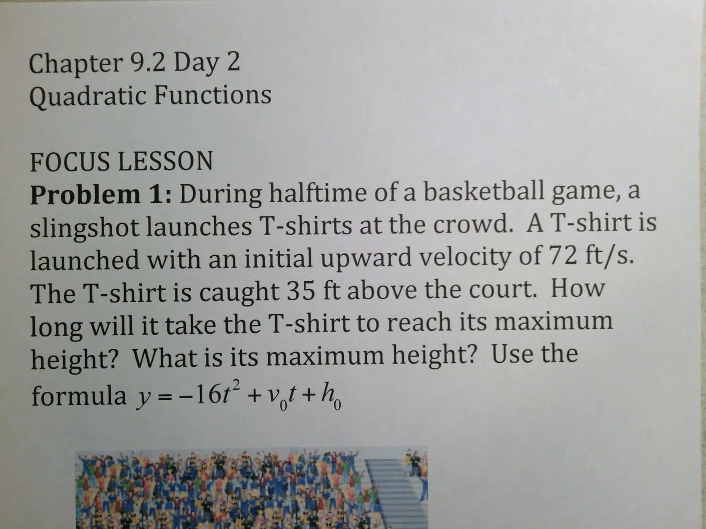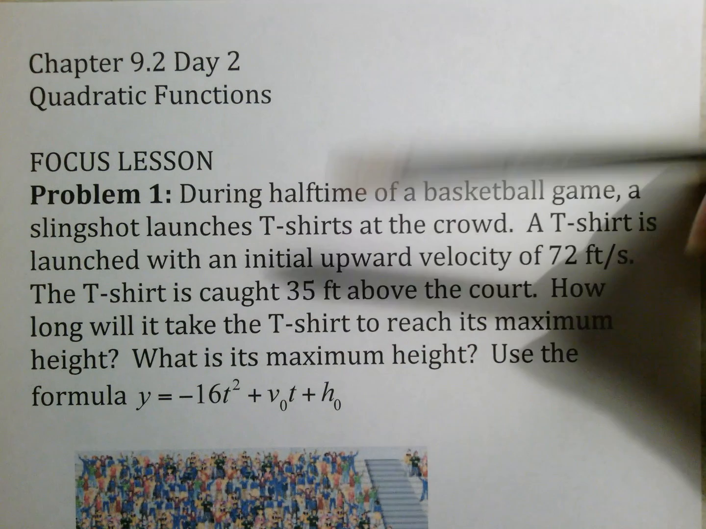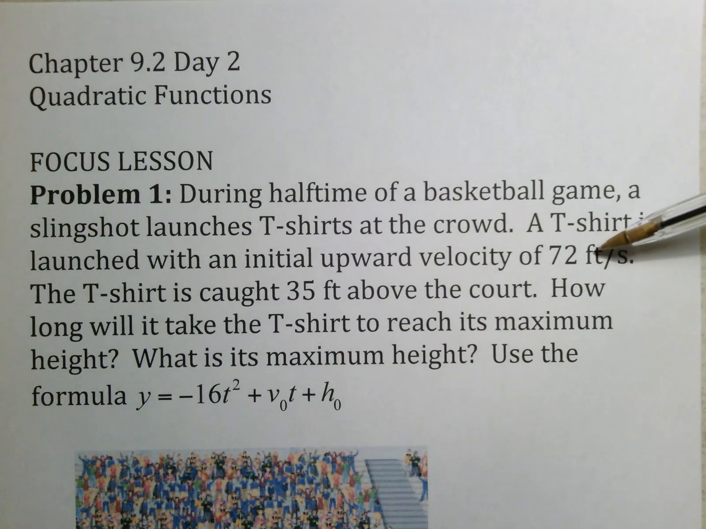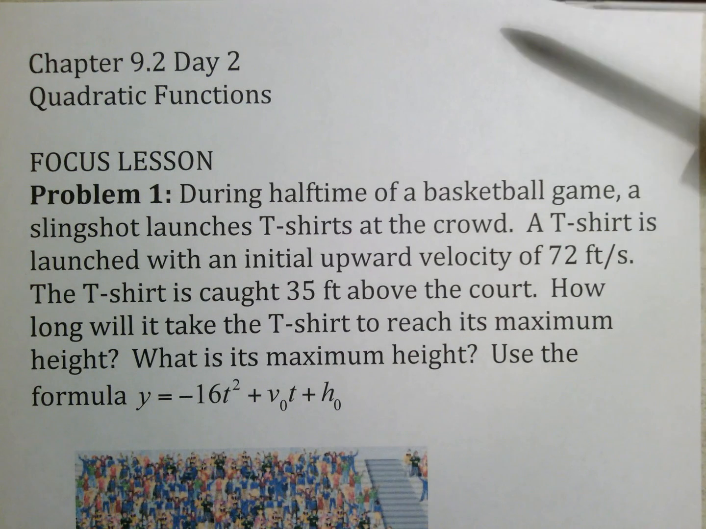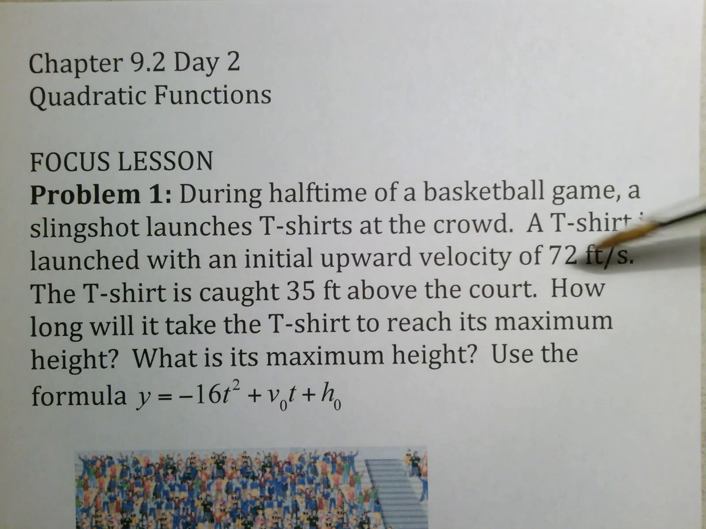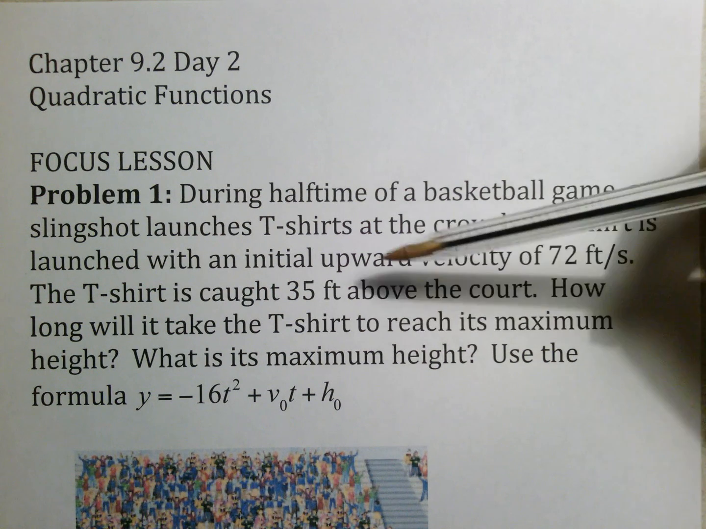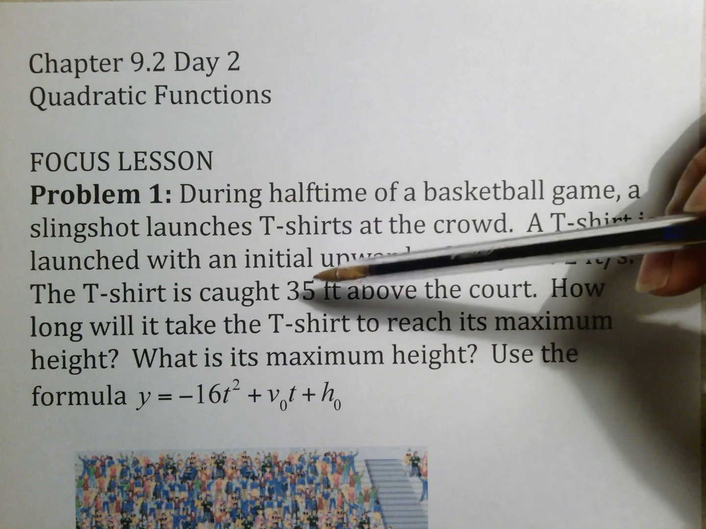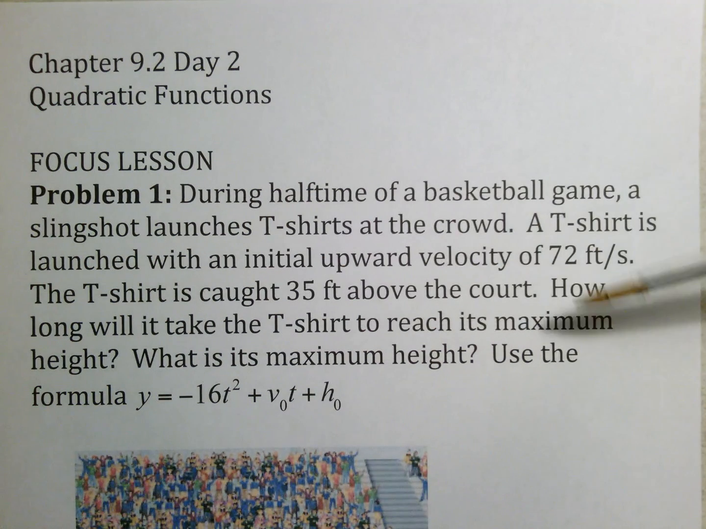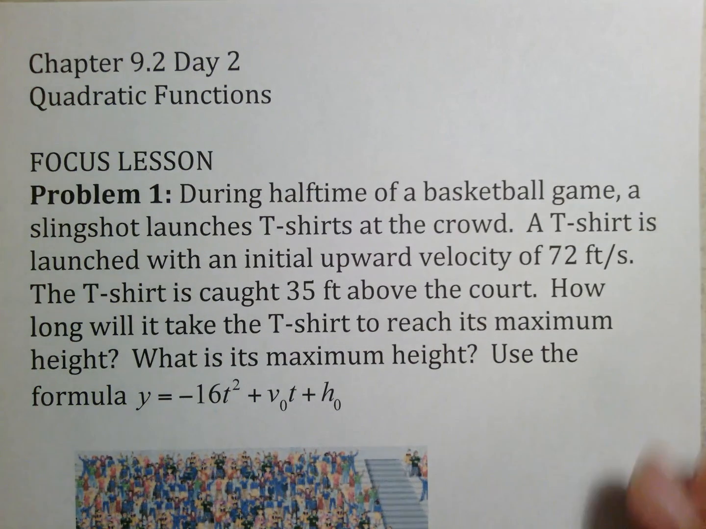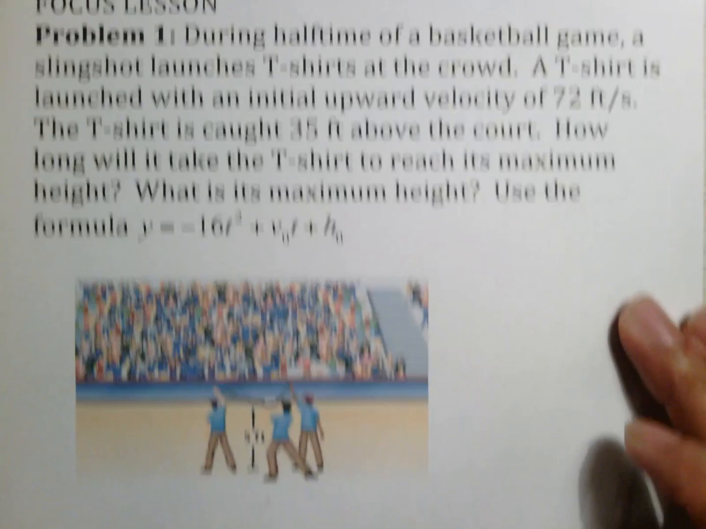says during halftime at a basketball game, a slingshot launches t-shirts to a crowd. It says it's launched with an initial upward velocity of 72 feet per second. That just means it's rising pretty quickly, that every second it's going to go 72 feet. So it's shooting up initially at 72 feet per second, and that is caught 35 feet above the court. How long will it take for it to reach its maximum height, and what is its maximum height?